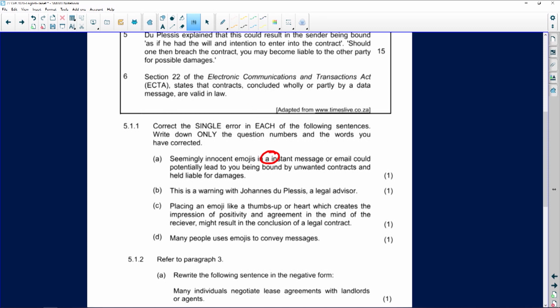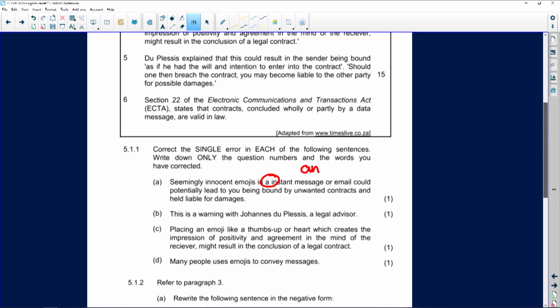Here's your problem. So English uses an, just to make it smoother, an instant, not a instant, which sounds too jerky. Next one.